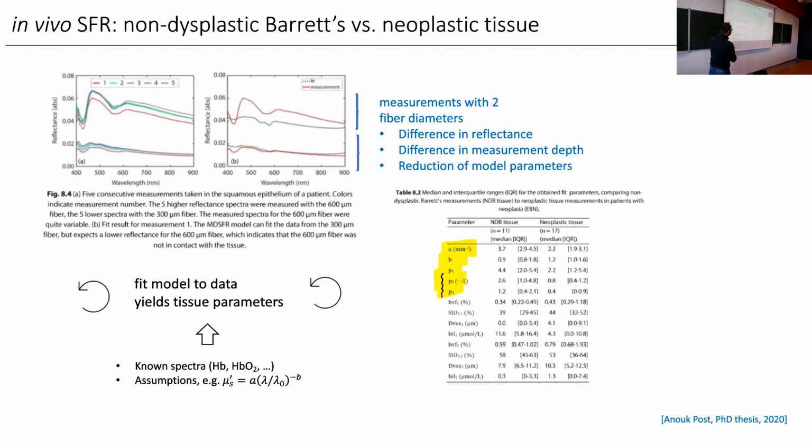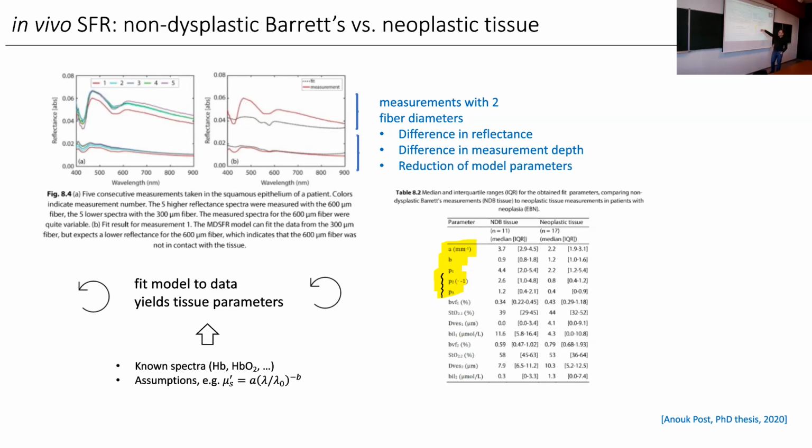This table then shows the number of parameters in the current model, which is quite an extensive list. Here in yellow are the parameters that were necessary to describe scattering. So the A and the B are the parameters in this model, and the P1, P2, and P3 have to do with the scattering phase function.